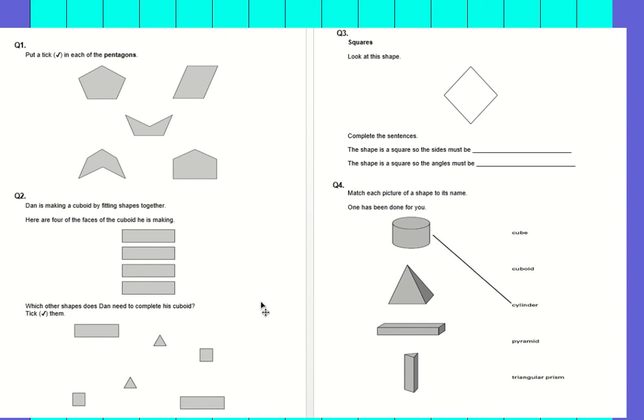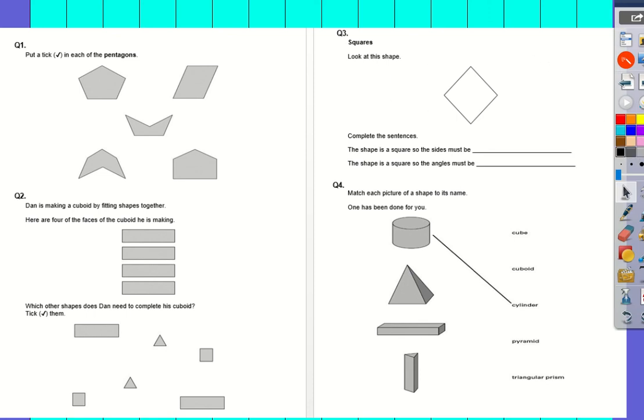Question 2 says, Dan is making a cuboid by fitting shapes together. Here are the 4 of the faces of the cuboid he's making. Which other shapes does Dan need to complete his cuboid? Tick them. So here are some more shapes and he's making a cuboid and it says shapes, so you need to tick more than one.